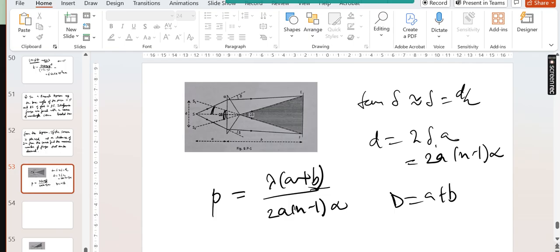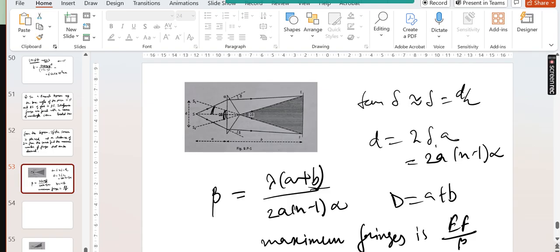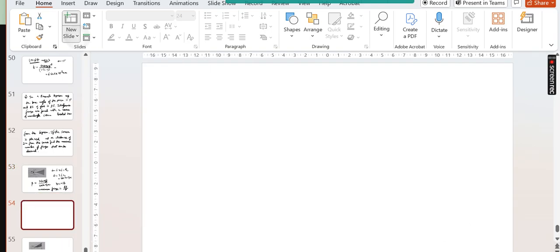So maximum fringes is EF by beta. EF is the total length of the area, and beta is the fringe width. So the total length should be divided by the fringe width, and we will get the number of fringes.